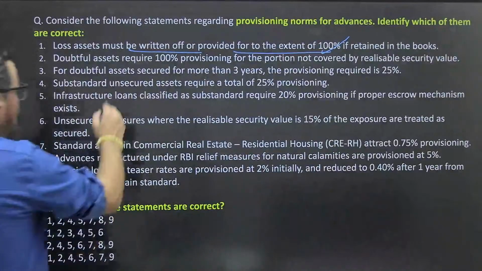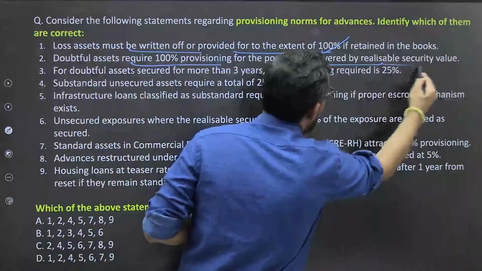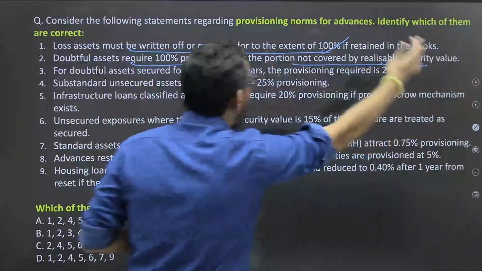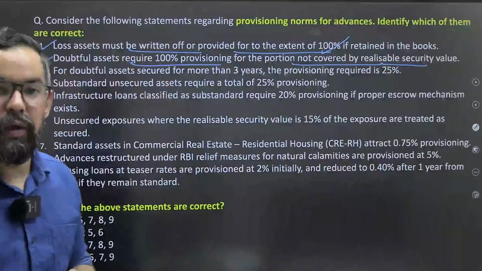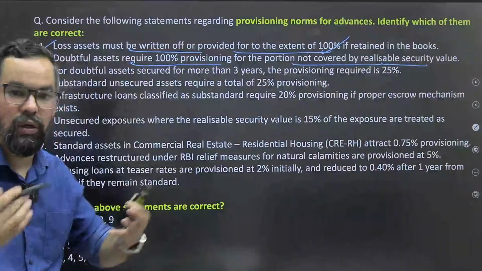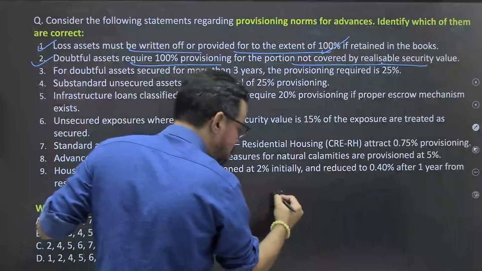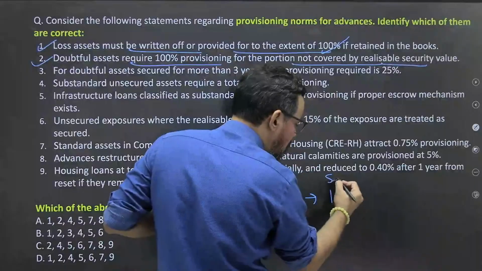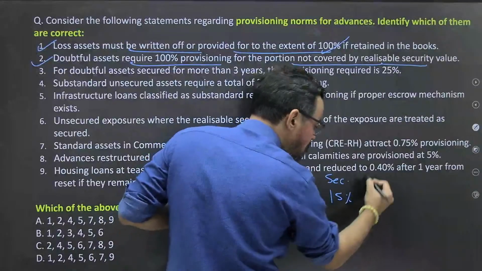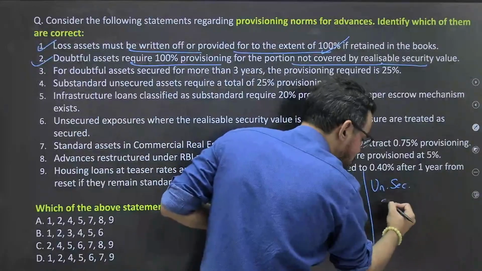ठीक है, doubtful asset require 100% provisioning for the portion not covered by the realizable security value. For unsecured portion there should be 100%. ठीक है, if it comes to the provisioning norms of NPA, आपका substandard asset कितना है आपका 15. For secured portion it is 15%. For unsecured it is how much? Plus 10 means आपका 25%.